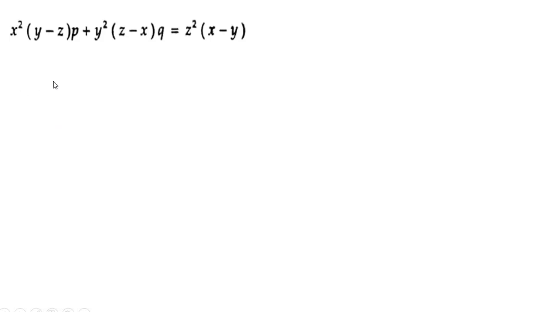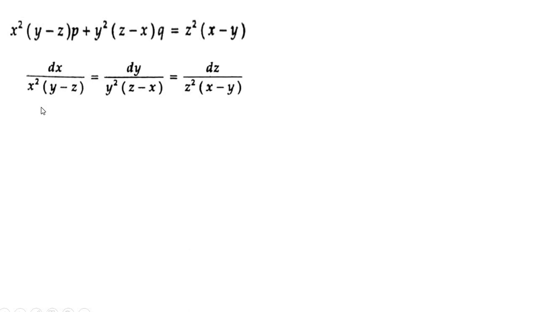Solve x square into y minus z into p plus y square into z minus x into q equal to z square into x minus y. So what is capital P? Capital P is x square into y minus z. Capital Q is y square into z minus x and capital R is z square into x minus y. Right? It's the auxiliary equation. dx divided by capital P equal to dy divided by capital Q equal to dz divided by capital R. So we can't equate any of the terms here. So obviously we have to use the multiplier.